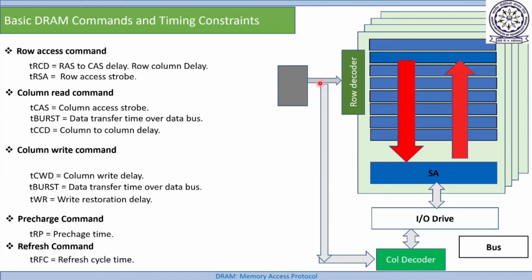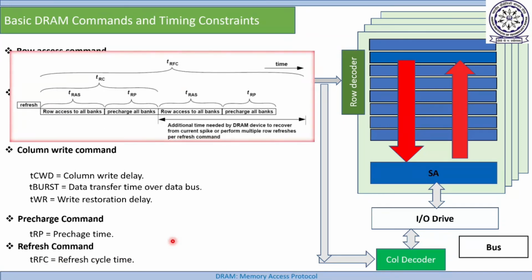Now if you want to refresh another row, you cannot directly do it because the sense amplifiers are not in half VDD mode. They are either in stable state 1 or stable state 2. So first of all, you have to convert them into half VDD mode, that means you have to precharge. After precharging, you can activate the other row, and in this way you can refresh it also. So to refresh a row, you have to perform a precharge and an activate. The time taken to perform each refresh operation is called refresh cycle time.